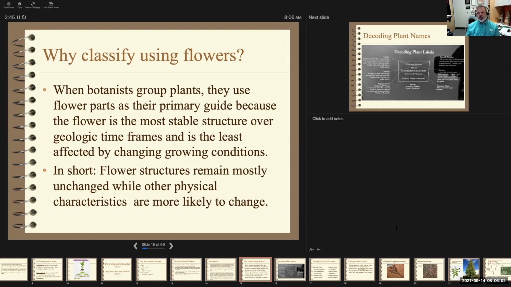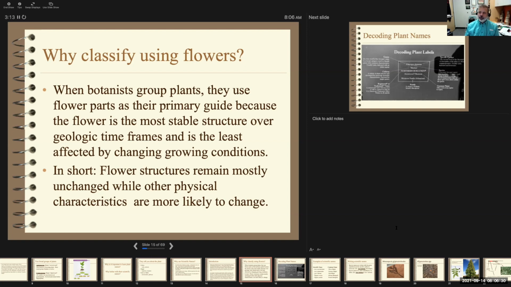But we really do, and always have, looked at the flower structures because they are the least changed based on geographic location of a plant, based on the weather that particular year. The reproductive structure tends to change the least in different environments, and so that's a good reason to use the flower structure as really the beginning of classification.